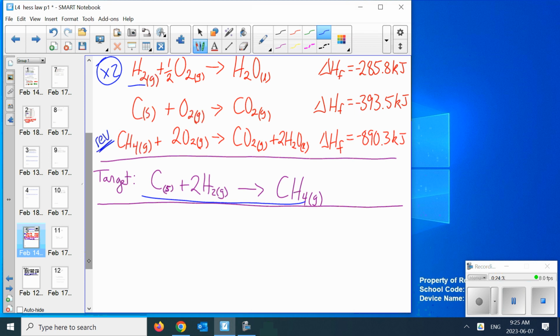Same equations, just manipulated. So I take 2 and multiply 2H2, plus 1/2 times 2 for the oxygen. 2 times 1/2 is 1 oxygen gas. 2 times water, so 2 waters. And I need to multiply the delta H by 2. I'm going to use the calculator. It's still negative, but 5.8 times 2, negative 570.